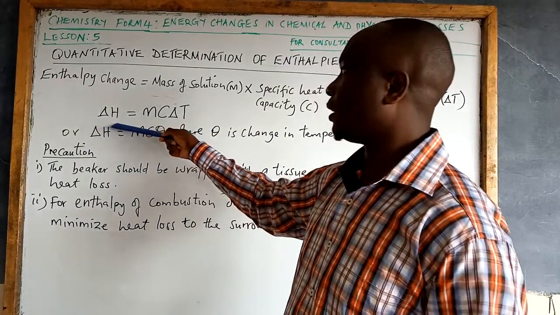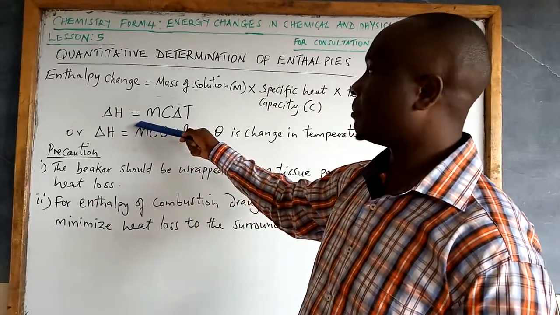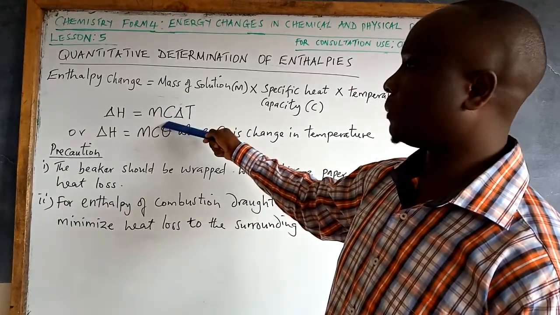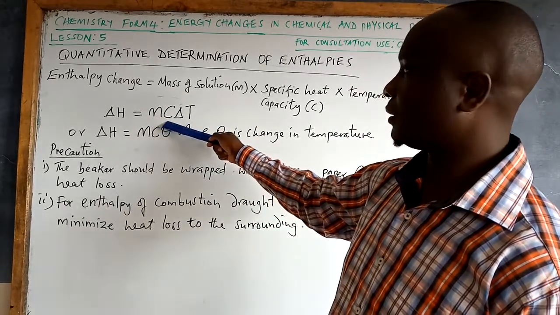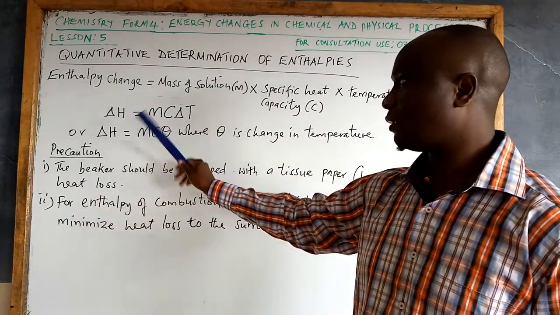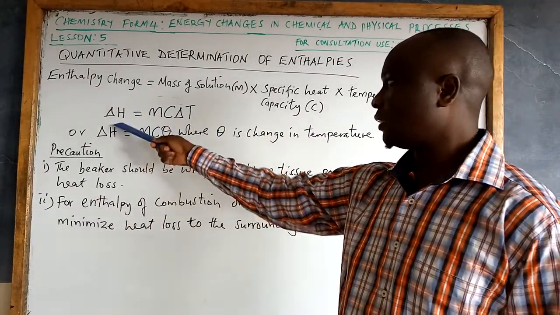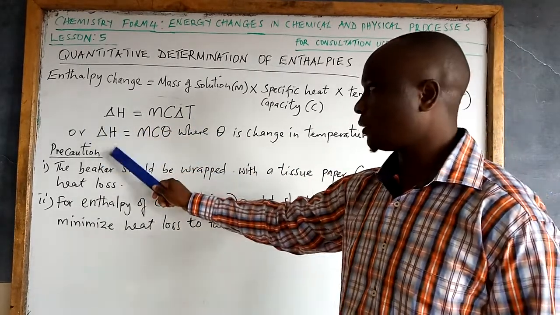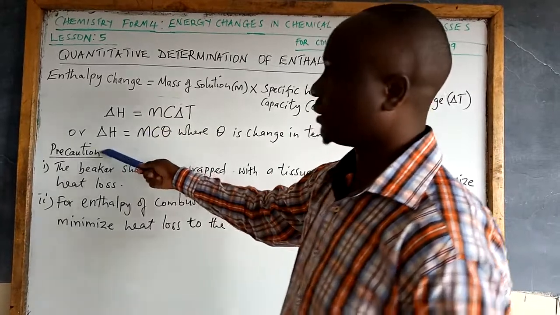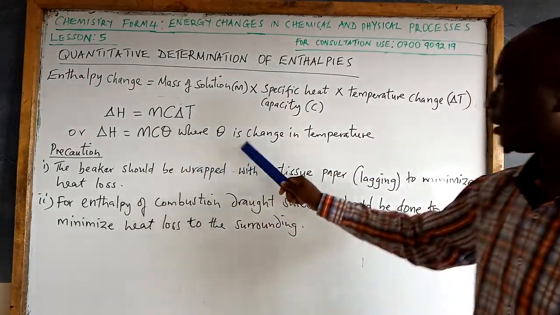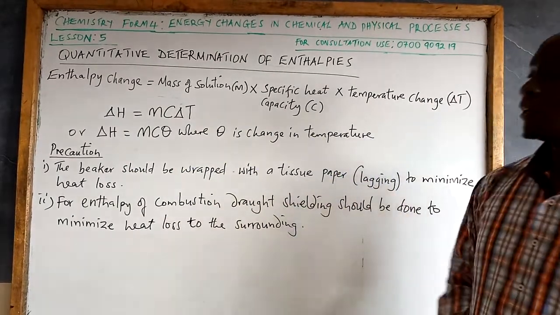So the change in enthalpy is determined by taking the mass of the solution, multiplying by specific heat capacity, then multiplying by the change in temperature. The formula becomes delta H equals mc delta T, or you can also express it as delta H equals mc theta, where theta is the change in temperature.